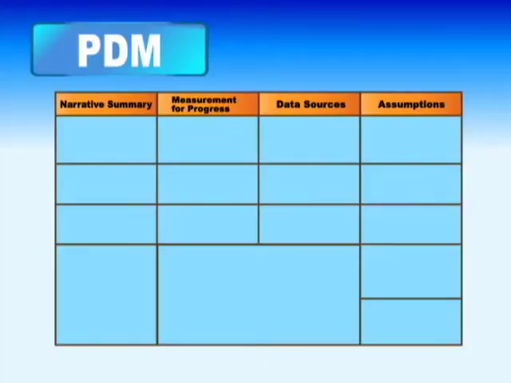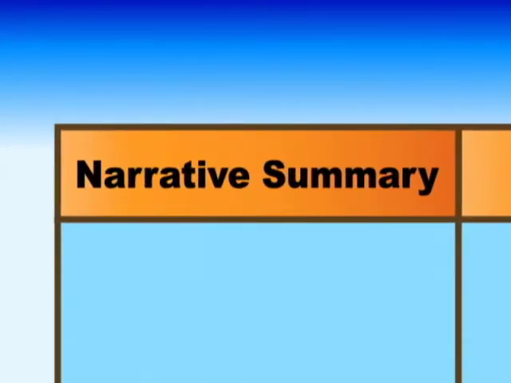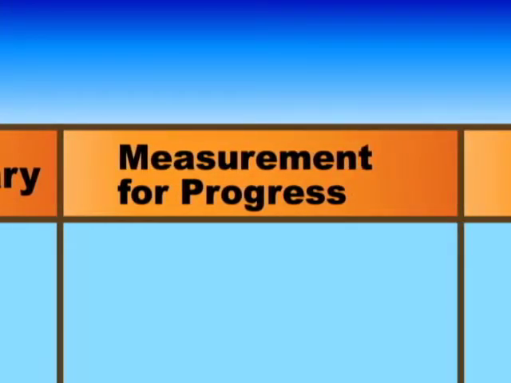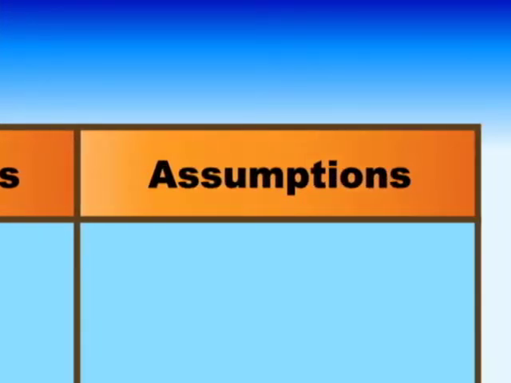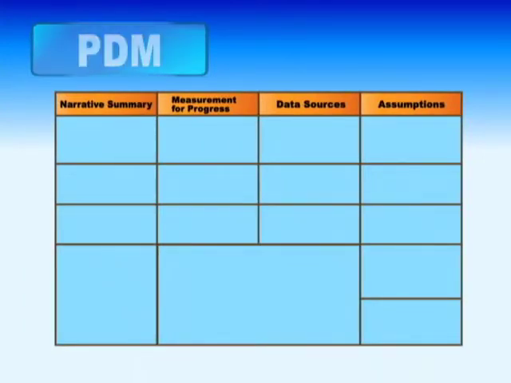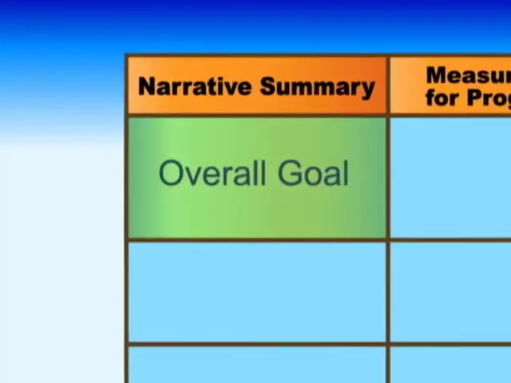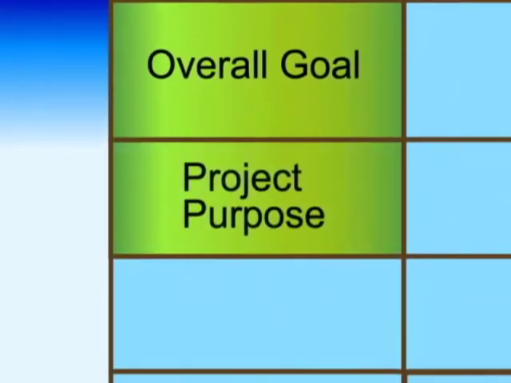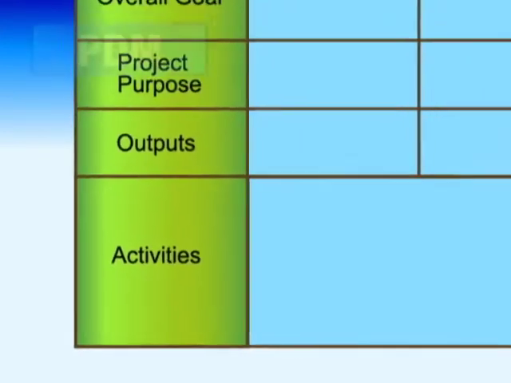A PDM has 4 column headings, which are from left to right: 1. Narrative summary, 2. Measurement for progress, 3. Data sources, and 4. Assumptions. There are also 4 rows, which are from top to bottom: Overall goal, project purpose, outputs, and activities.